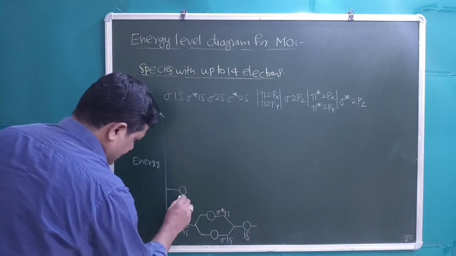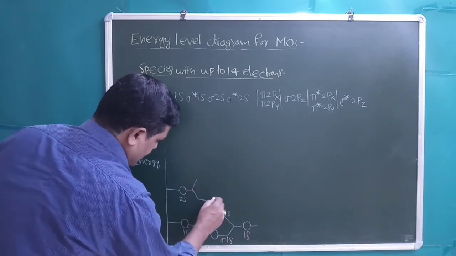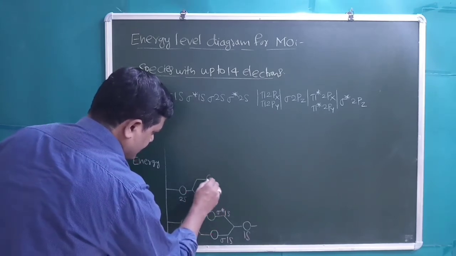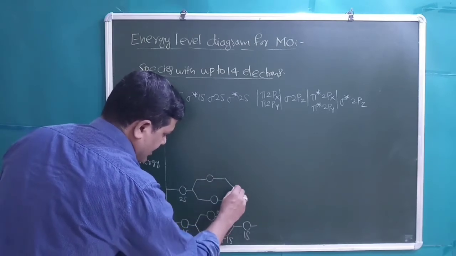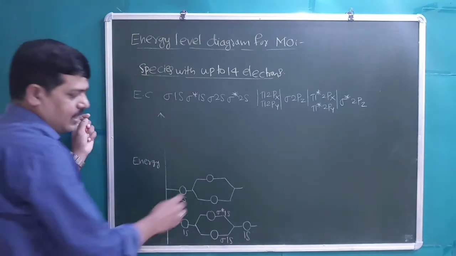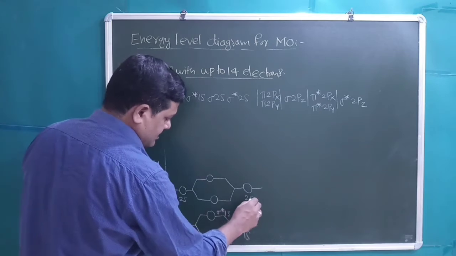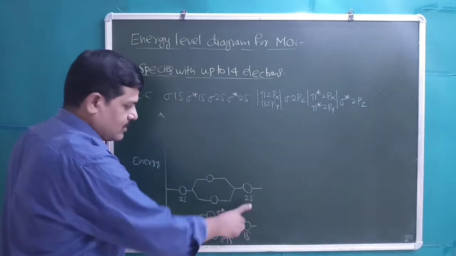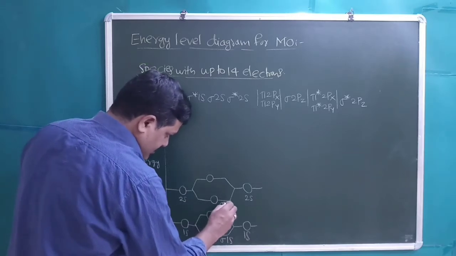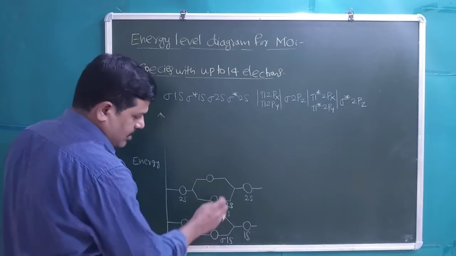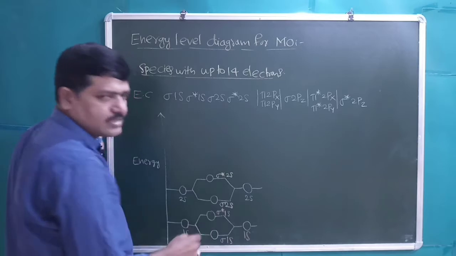The 2s orbital of one atom combines with the 2s orbital of the other atom, which gives two molecular orbitals, in which one is the bonding molecular orbital and the other is called the anti-bonding molecular orbital. This is the sigma 2s bonding molecular orbital, and this is sigma star 2s.